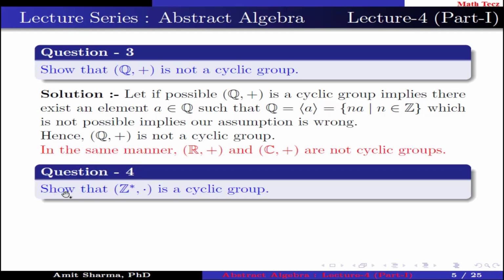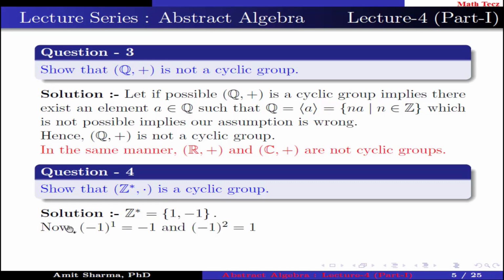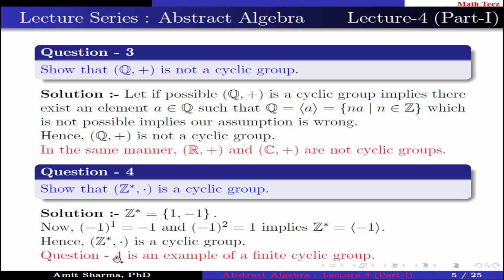Question number 4. Show that Z star under multiplication is a cyclic group. We know that Z star contains the elements 1 and minus 1. Now, minus 1 to the power 1 is minus 1 and minus 1 to the power 2 is 1. Implies Z star is generated by minus 1. Hence, Z star under multiplication is a cyclic group. Question 4 is an example of a finite cyclic group.